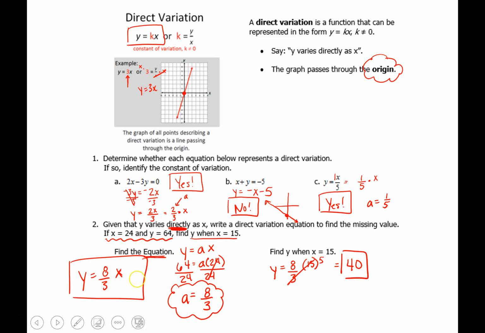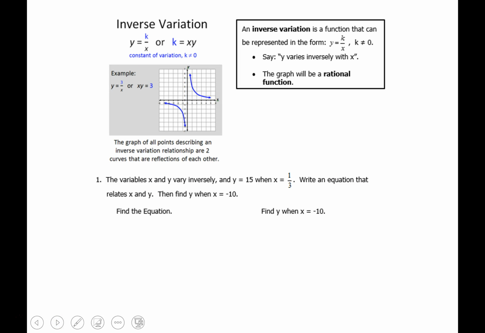Okay, so let's talk about the second type of variation, inverse variation. Now remember, this is the one that's like with the cookies, and the more classmates we have, the less cookie each of us gets. You're going to see this one described as y varies inversely with x, and we are going to have an x down in the denominator of our formula. This is a rational function because it has the variable down in the denominator. So this is why this is in chapter 7.